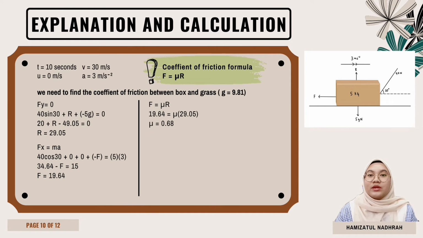Last but not least, we recap the formula. The coefficient of friction is F equal to mu R. We substitute the values of F and R into the formula and we get mu is equal to 0.68.